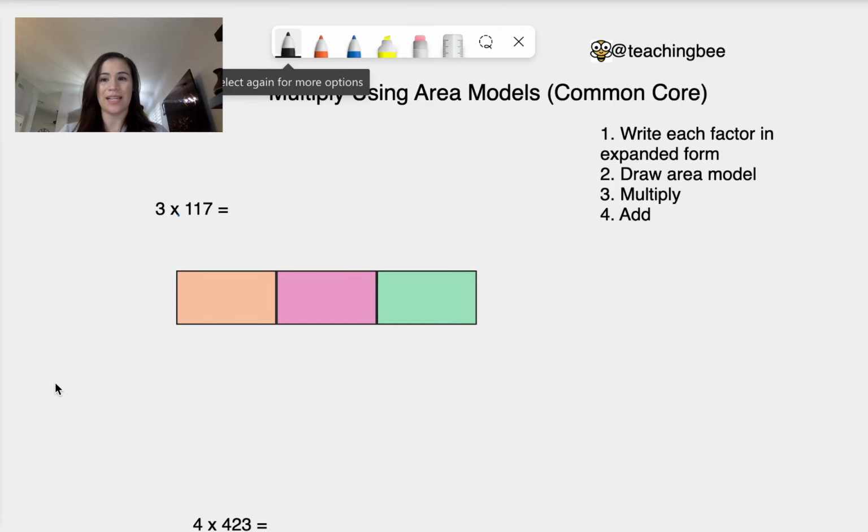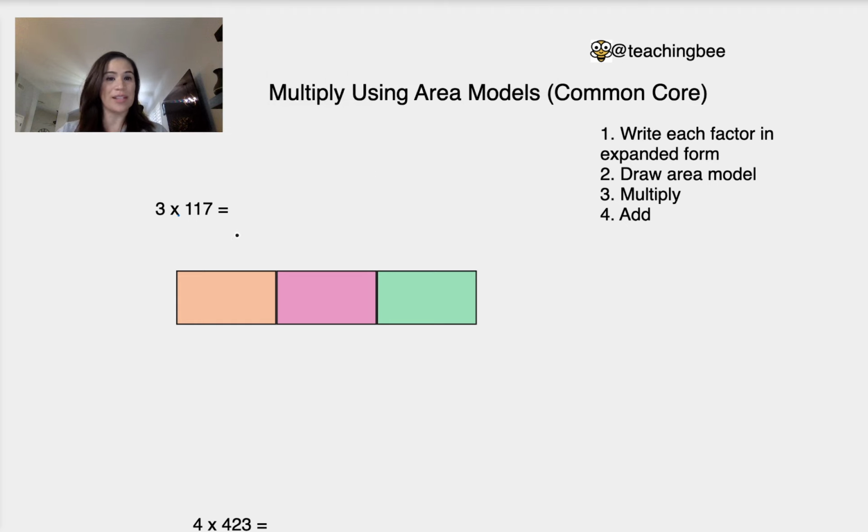So in today's lesson, we are going to be working with multiplying using area models with Common Core. So let's go ahead and get started. So our first problem is going to be 3 times 117. So the first step we want to do is write each factor in expanded form.